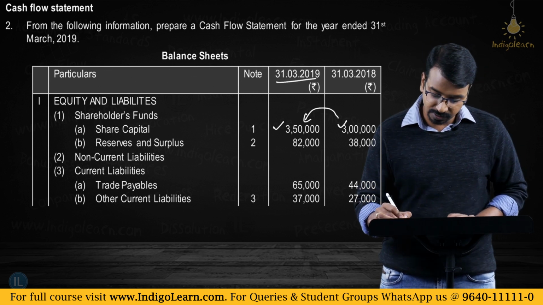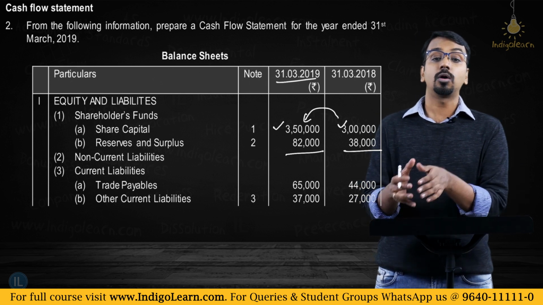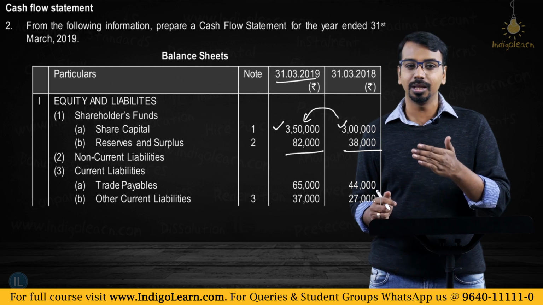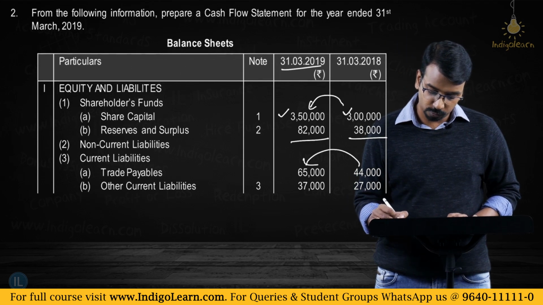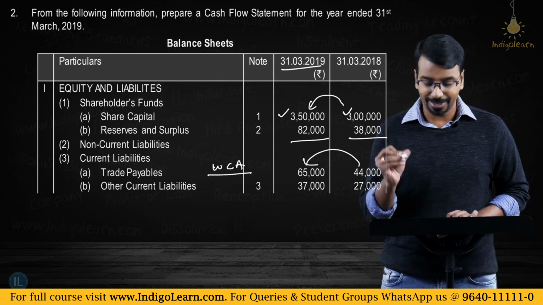Then coming to reserves and surplus, from 38, it has become 82. We do not know on what account it has increased. Again, for this, we will have to check the notes to accounts and additional information. Then trade payables has gone up from 44 to 65. This forms part of your working capital adjustment.